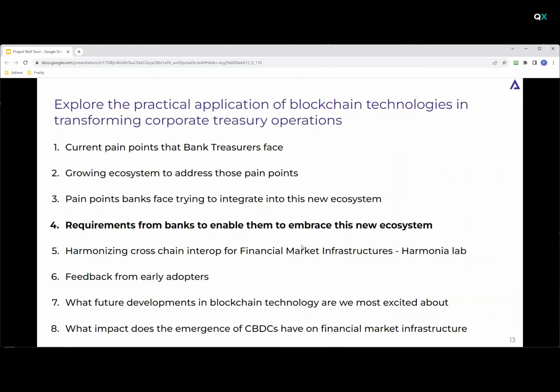I'm going to hand over to Coenie, who's going to talk through some of the principles and requirements that have come into Harmonia, which is a lab. So Harmonia Lab was started by a group of banks within the Hyperledger Foundation to start putting down some of these principles and pain points and requirements. And then we'll talk about some of the reference implementations that we've started to create to help cross-chain interop. So over to you, Coenie.